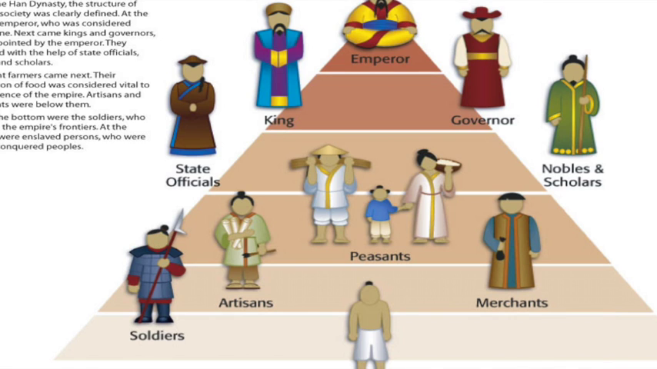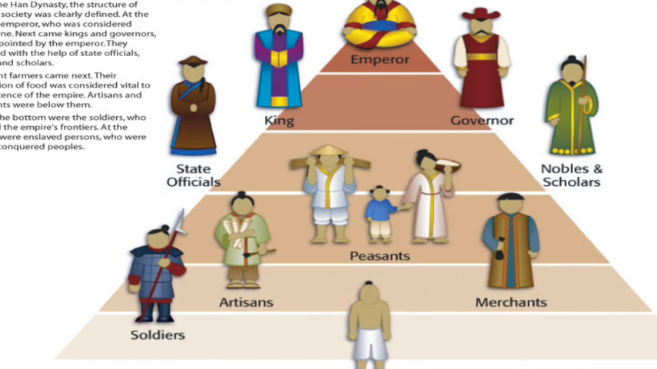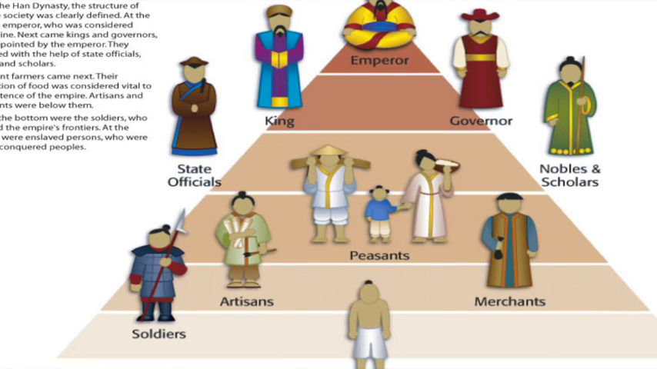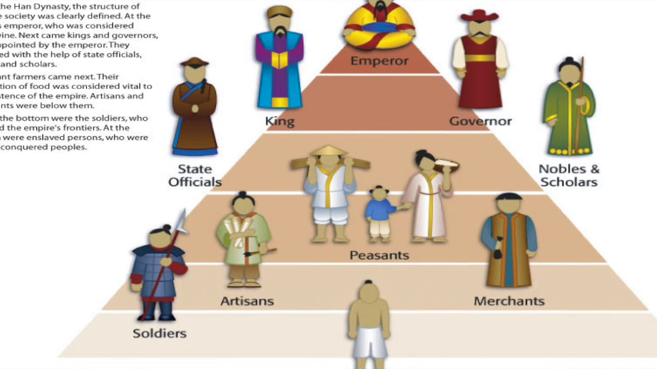And so notice it said state officials. They were the people who had to take the civil service exam. Scholars were also the people who had to take the exam. They were on the same level as nobles. Now, right below the nobles, you see the peasants. Below the peasants, the artisans and merchants. And below them, soldiers. And then below them, slaves.